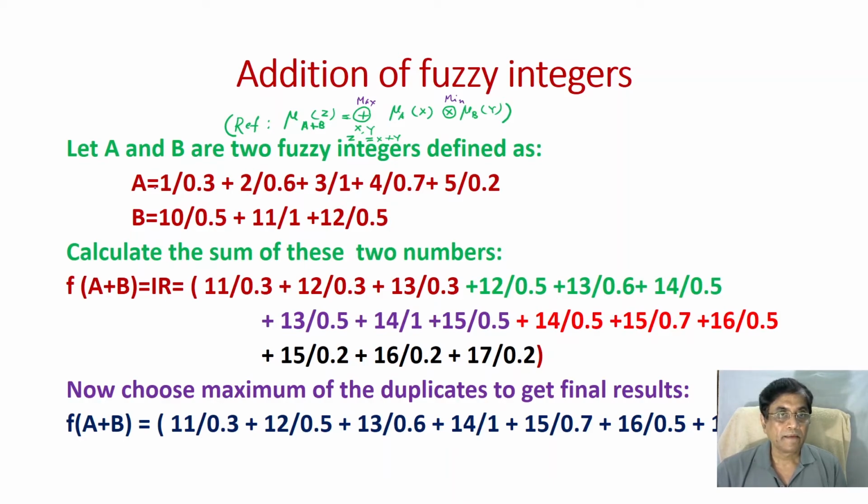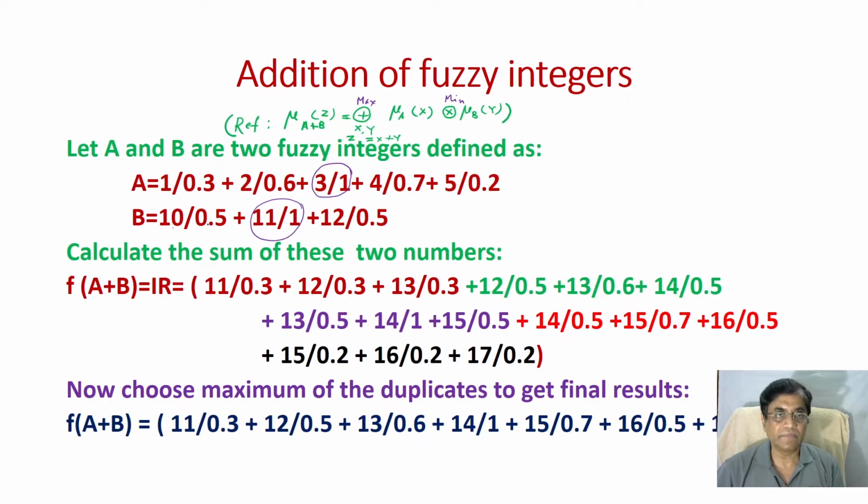Say I have two fuzzy integers. A is defined as element 1 with membership value 0.3, plus element 2 with membership value 0.6, plus 3 with membership value 1, plus 4 with membership value 0.7, plus 5 with membership value 0.2. So this is my fuzzy set, "in and around 3", built like this. Let's take an example. Another fuzzy integer B, in and around 11, has been defined like this.